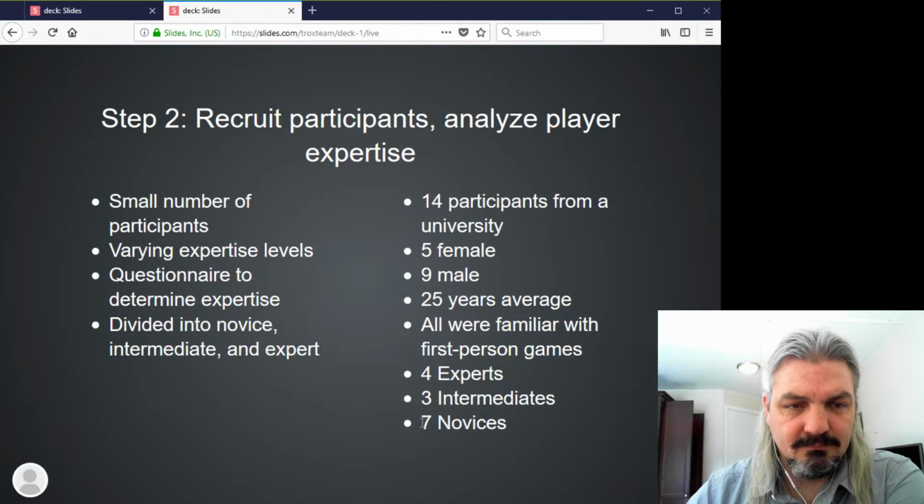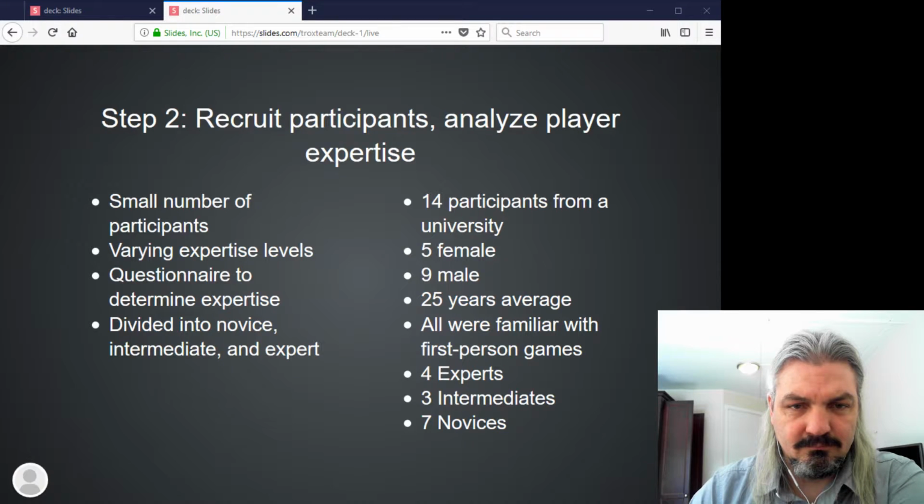But as we'll see later, it's also important to have the other groups, as there might be something in the design that breaks the other categories. So for this study, they had 14 participants from a university. There were 5 female and 9 male. The average age of the participants was 25 years.